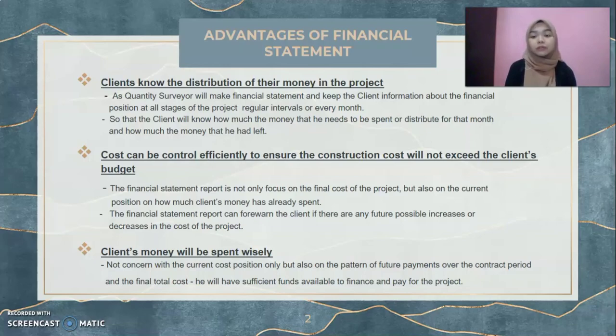Next, cost can be controlled efficiently to ensure the construction cost will not exceed the client's budget. The financial statement is not only focused on the final cost, but also on the current position of how much money has already been spent. Therefore, the financial statement is vital for the client as it enables him to anticipate his future financial commitment and revise his capital budget. The financial statements can also forewarn the client of any possible future increase or decrease in the cost of the project.